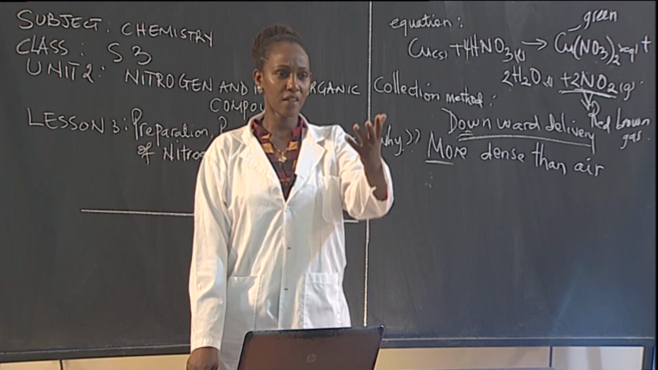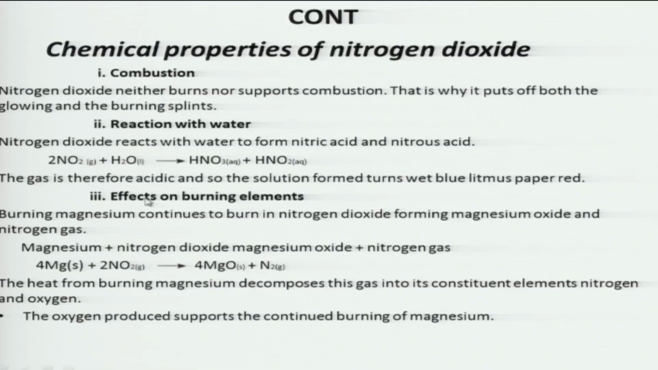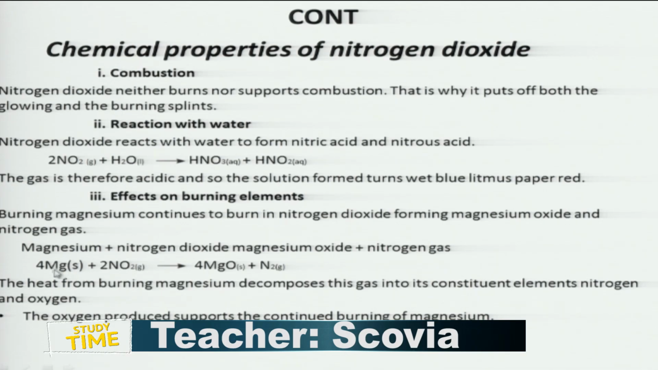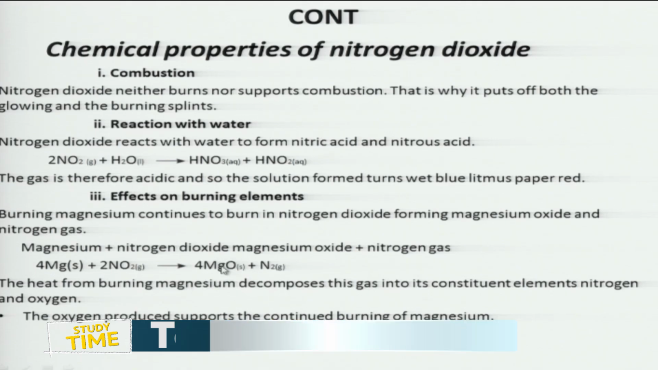Another chemical property of nitrogen dioxide is the effect on burning elements. Right? So burning magnesium will continue to burn in nitrogen dioxide, forming magnesium oxide and nitrogen gas, as in the equation you see here. When magnesium is burning, it will continue to burn in nitrogen dioxide to form magnesium oxide and nitrogen gas.